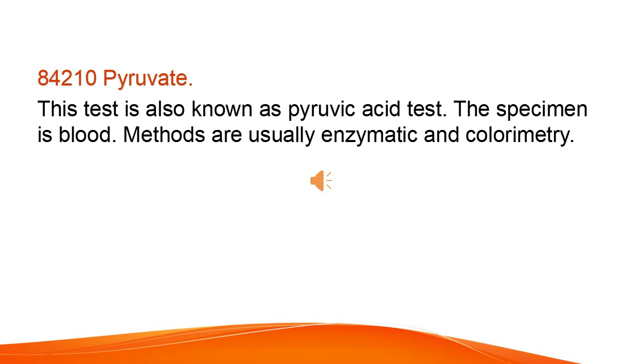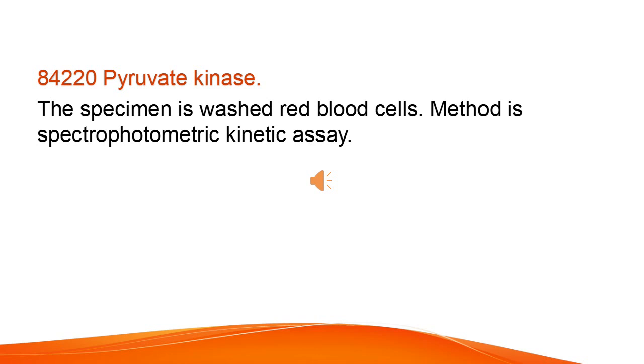Pyruvate. This test is also known as pyruvic acid test. The specimen is blood. Methods are usually enzymatic and colorimetry. Pyruvate kinase. The specimen is washed red blood cells. Method is spectrophotometric kinetic assay.